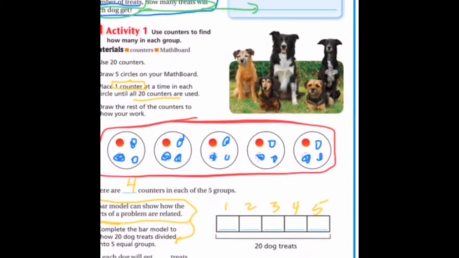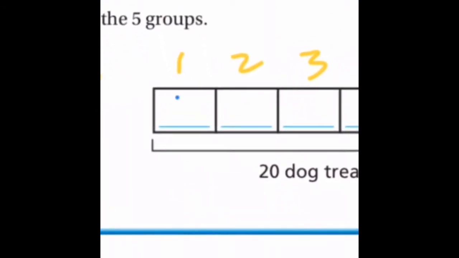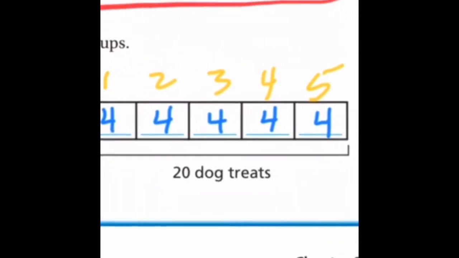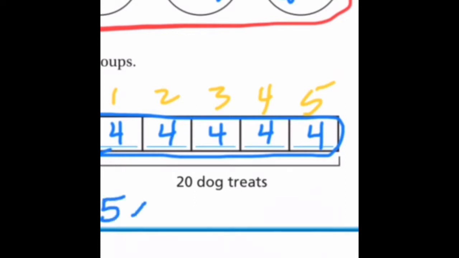Well, if we look at our circles, right? We look at this circle here, there are 4 in there. So in each circle there are 4. So in the bar model, we write 4s. And I'll show you why in just a moment when I'm done writing my 4s. Okay, 5 groups, 4 in each group. If we look at all those 4s and we add all of these 4s up right here, 5 groups of 4, which is this, 5 groups of 4.